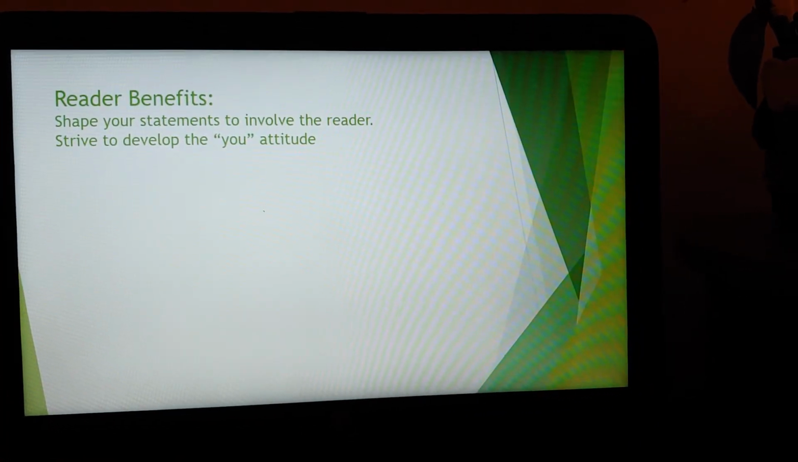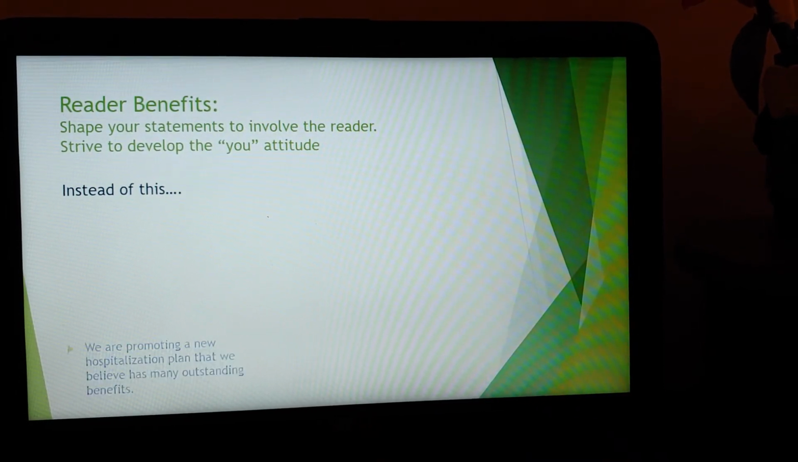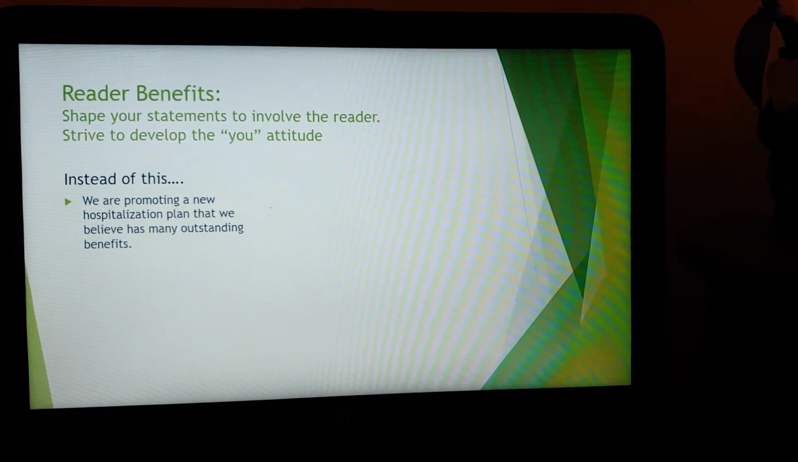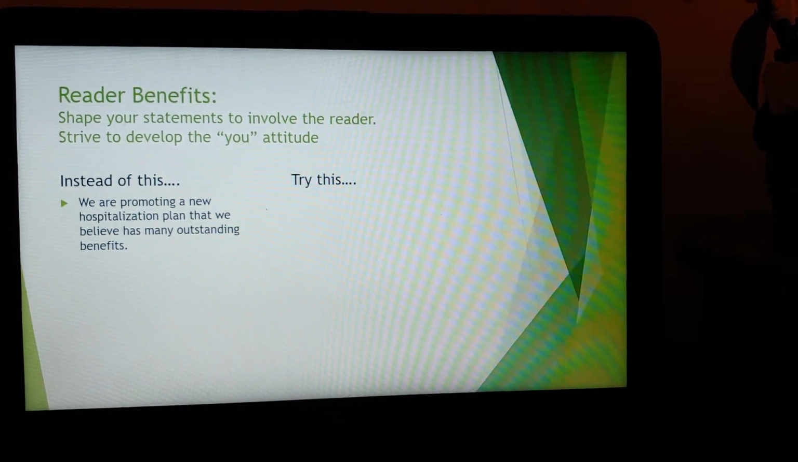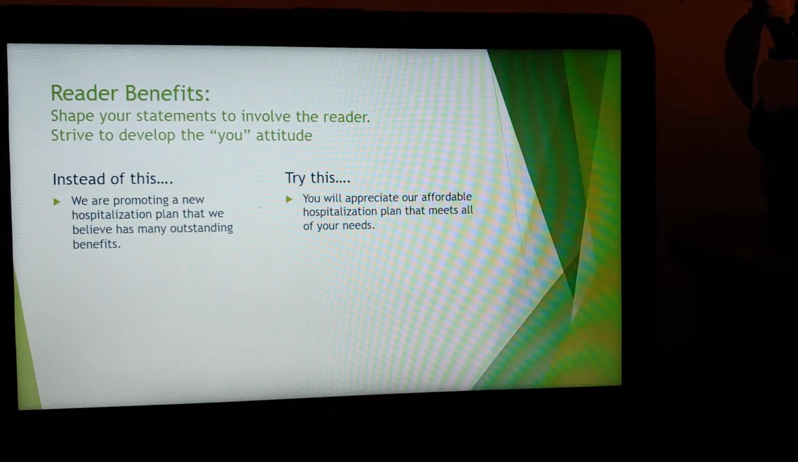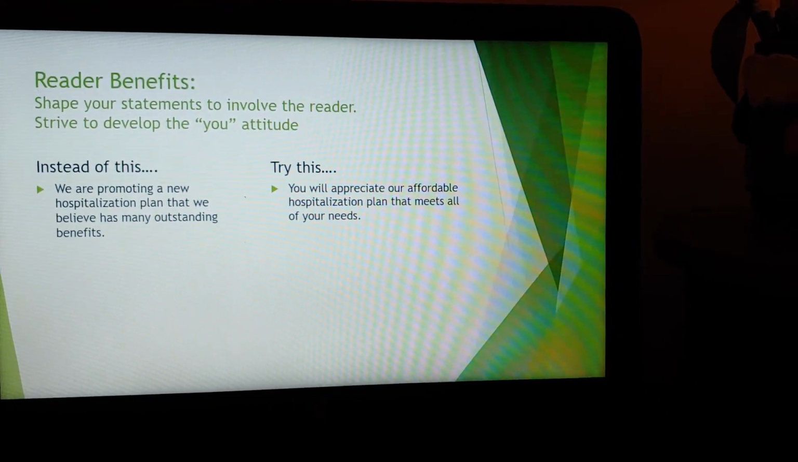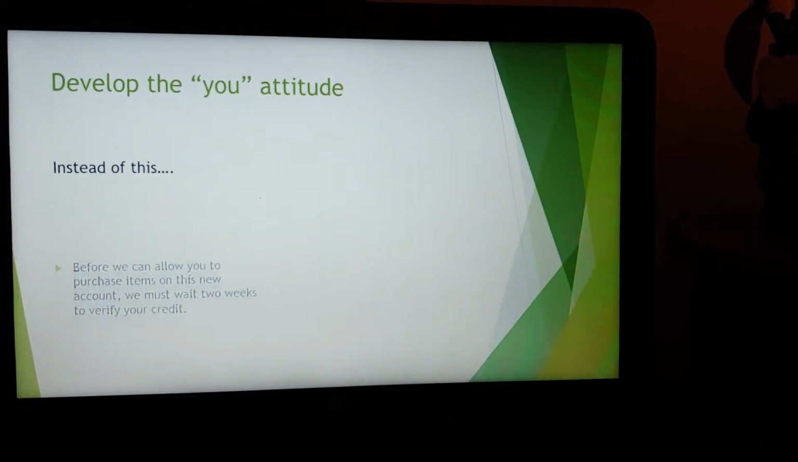When you're writing, you want to try to involve your reader. Try to include the you attitude. So instead of saying, we are promoting a new hospitalization plan that we believe has many outstanding benefits, reword it and say, you will appreciate our affordable hospitalization plan that meets all of your needs. So always try to focus on the reader here. Here's another quick example.